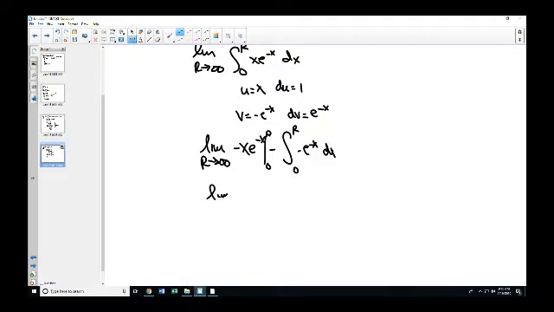Will that be on the test? I don't know. It made sense with what you put in there. Anyways, so we have negative x e to the negative x minus e to the negative x, 0 to r, is that right? I always just wait till the end to put the evaluate. Just do it all at once.